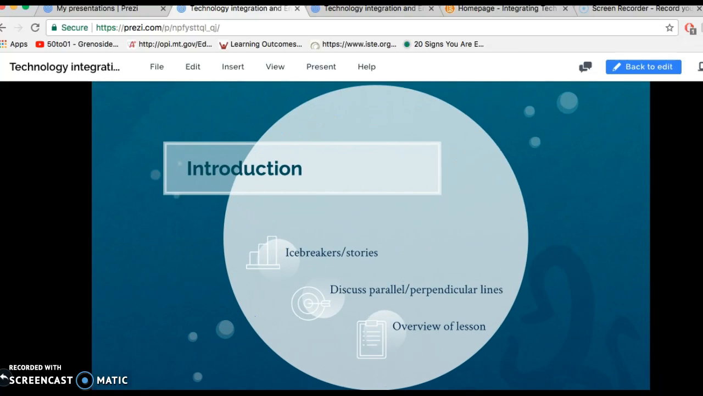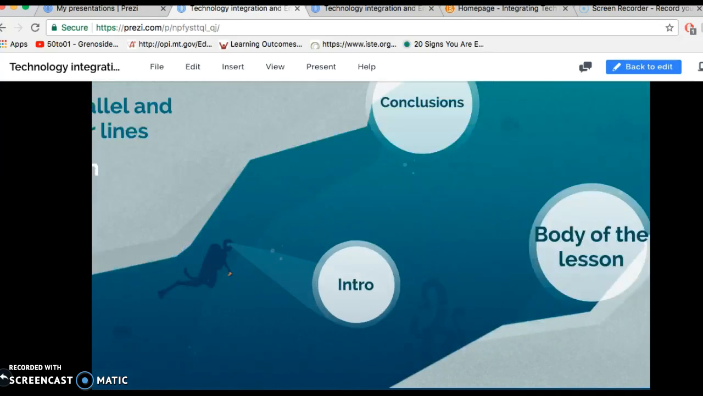For the introduction of the lesson, I will bring my students into the classroom, do some ice-breaking activities, and ask them if they have any stories to share from their day. Next, we will enter a brief discussion about perpendicular and parallel lines, where they will tell me any examples they can see of them in their own lives. Finally, I'll give them a brief overview of the lesson.